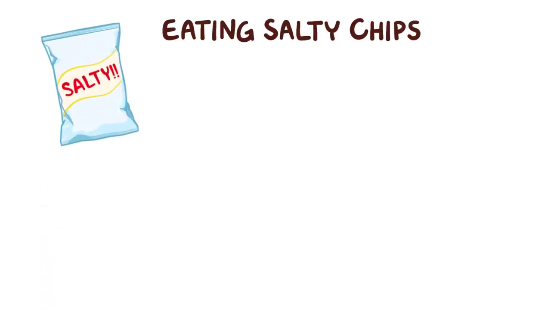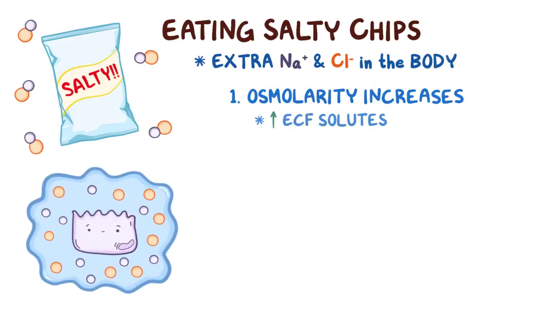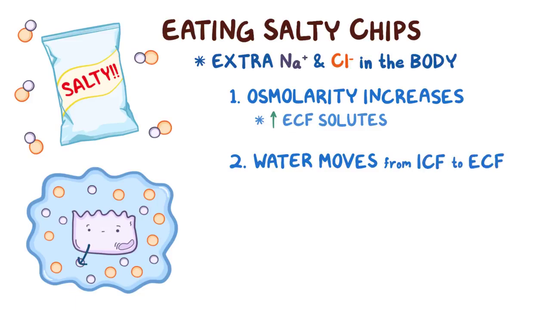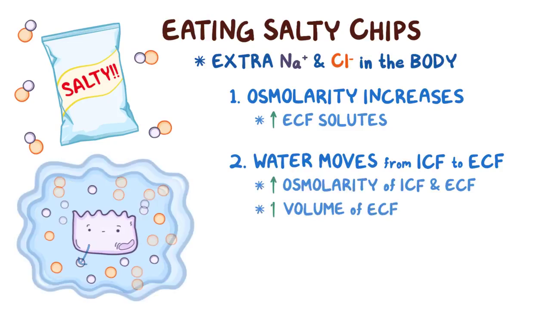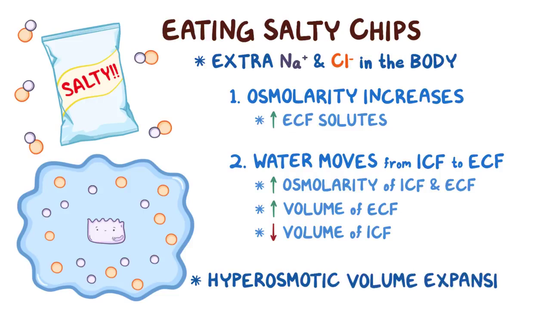The fifth situation is someone who eats a bag full of salty chips. The extra sodium and chloride ions in the body increase the osmolarity of the extracellular fluid. This causes water to move from the intracellular fluid to the extracellular fluid in order to raise the osmolarity of the intracellular fluid. Once steady state is reached, both extracellular fluid and intracellular fluid osmolarities will be higher, but the extracellular fluid volume will have increased, and the intracellular fluid volume will have decreased. This means that there's a hyperosmotic volume expansion.